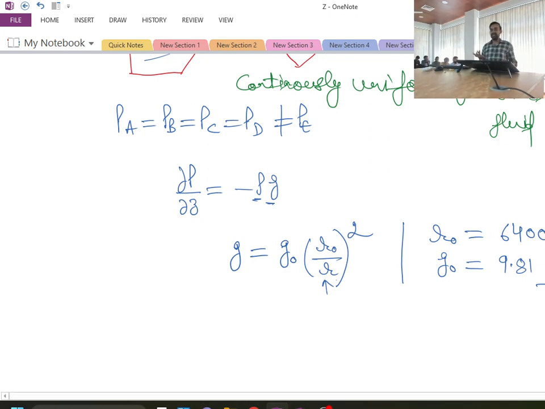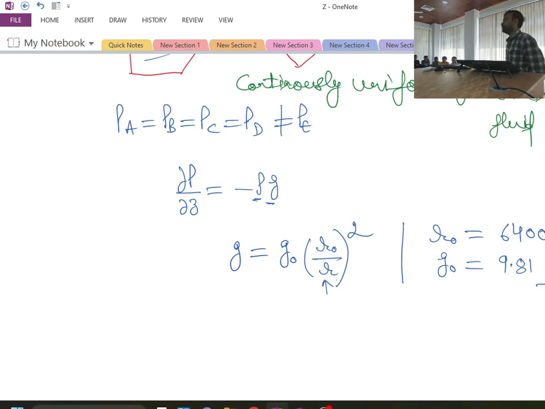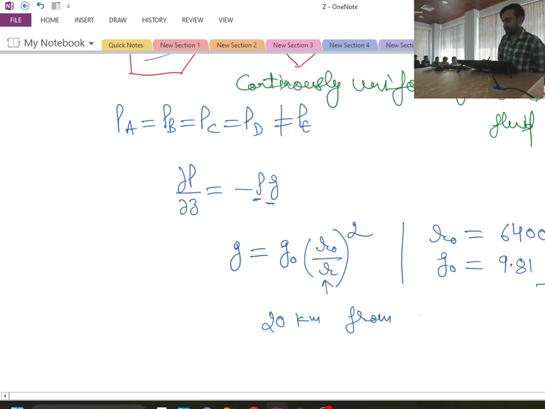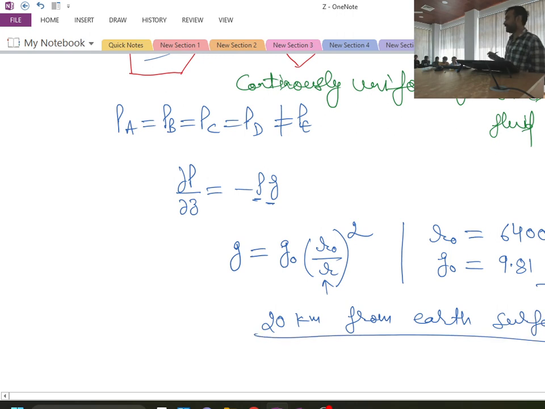Okay, so particularly when we discuss the concepts of fluid mechanics, at max we can consider the compressible flow situation where we have, say, a supersonic fighter jet moving in the atmosphere. Typically, a supersonic fighter jet will be moving at a distance of about 20 kilometers from the earth's surface. So at max, R will be 6420 kilometers.